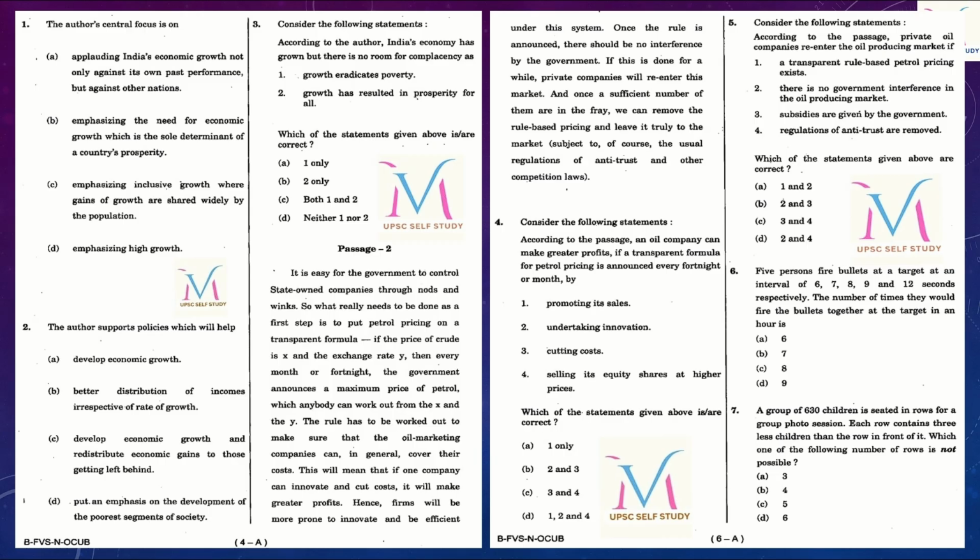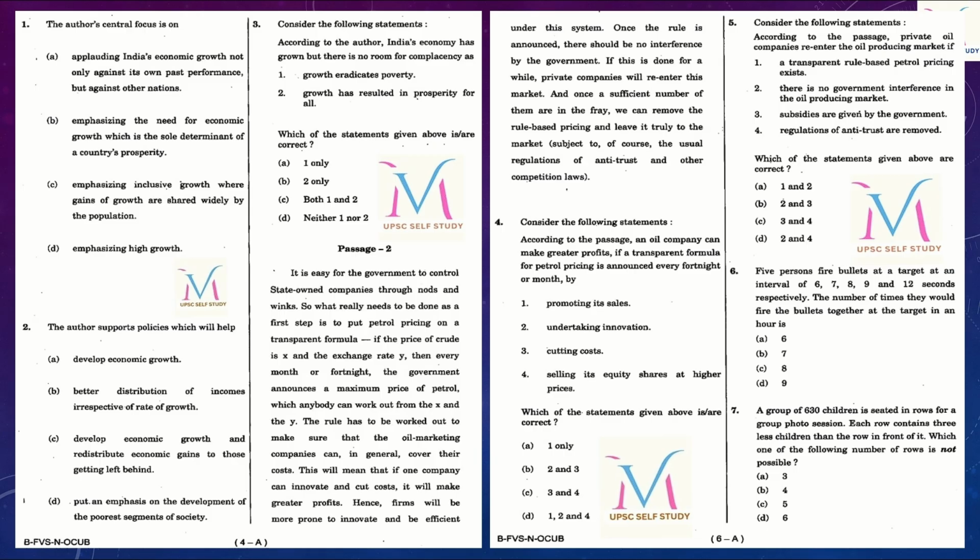Coming to question number 5. Consider the following statements. According to the passage, private oil companies re-enter the oil producing market if. Option 1, a transparent rule-based petrol pricing exists. 2, there is no government interference in the oil producing market. 3, subsidies are given by the government. 4, regulations of antitrust are removed.